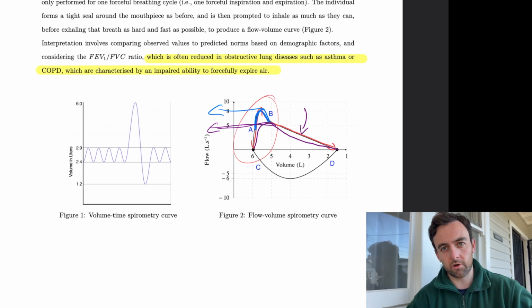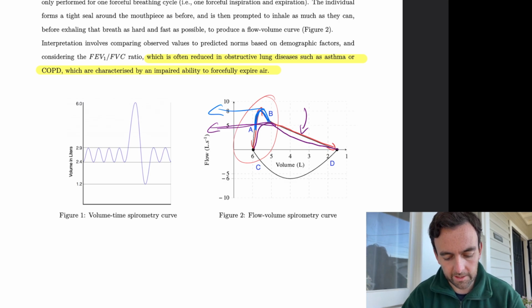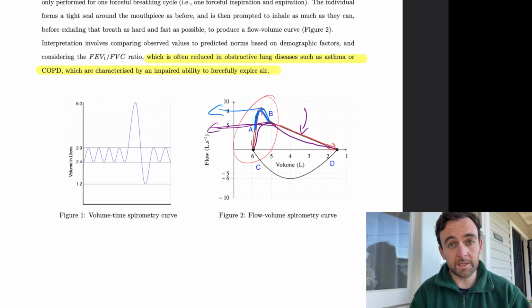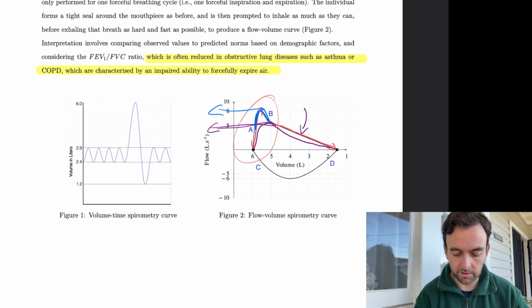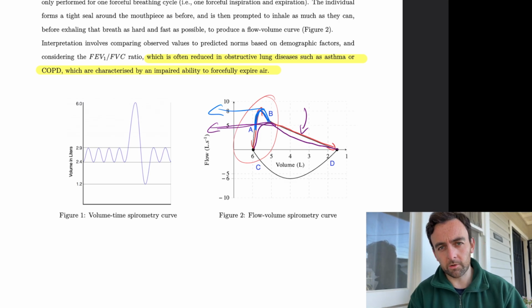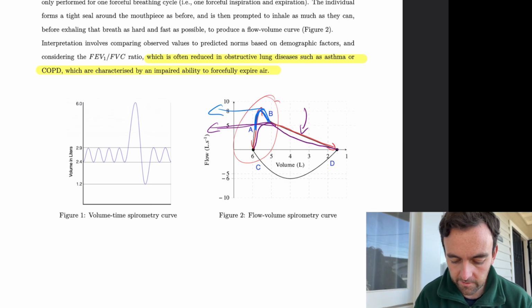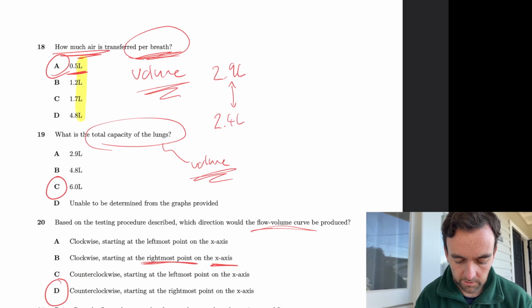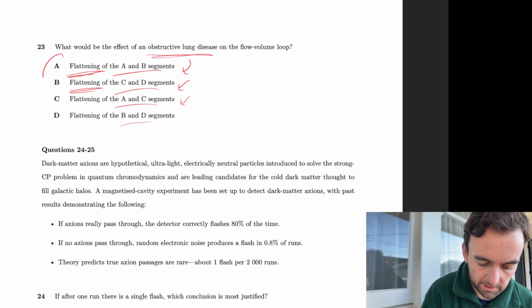So there's a stronger flow there because we can get the air out. But in an obstructive lung disease like that, we're going to struggle to get the air out. That's why that segment of the graph gets flattened, that AB segment. So the answer to this last question will be A.